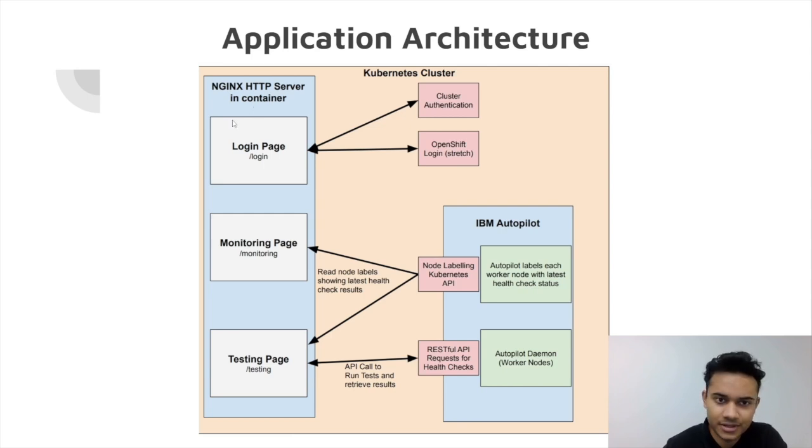Let me just go over each of the pages. First page is the login page, which just allows for user authentication into the cluster. OpenShift login integration is a stretch goal, as mentioned previously. But the main purpose of the login page is just to differentiate between administrators who can both view test results and also deploy tests onto the clusters, versus viewers who are only able to view the recent test results. They're not actually able to deploy any tests.